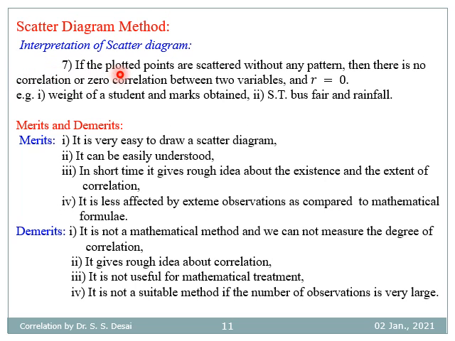And the last important point to be considered here is, if the plotted points are scattered without any pattern, then there is no correlation or zero correlation between the two variables, and in this case the value of r is equal to 0. For example, weight of a student and marks obtained, or ST bus fare and rainfall. So these variables are not correlated at all.